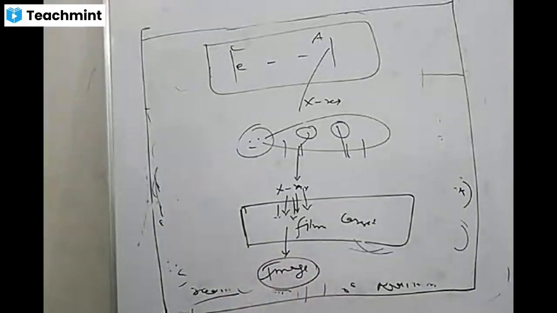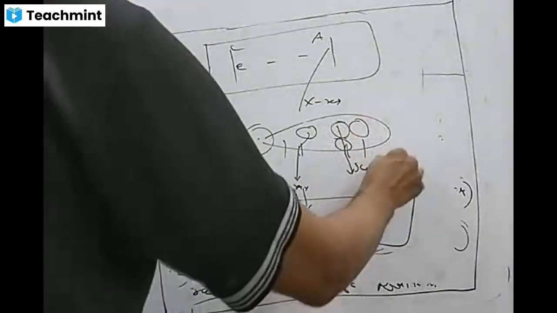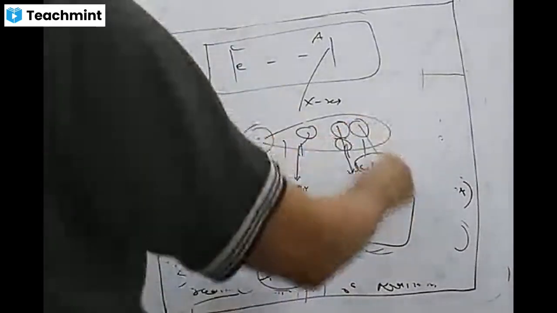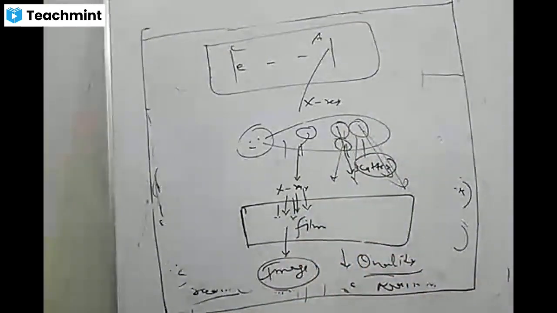This is a good thing. But because of this Compton effect, what comes out? Scatter radiation. These are of no use. These scatter radiations are of no use. They will decrease the quality of our image.